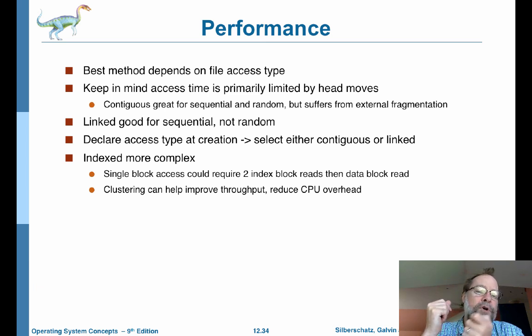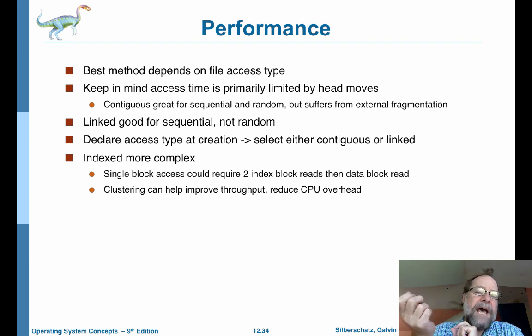Linked schemes are okay for sequential access. You'll have to do a head move as you scan your way through the file, but that's maybe not so bad depending on the throughput, how fast you can move the data from the hard drive to the CPU. So it's good, it's not great. It's terrible though for random access, because the runtime of a random access is going to be proportional to how far the access is into the file.